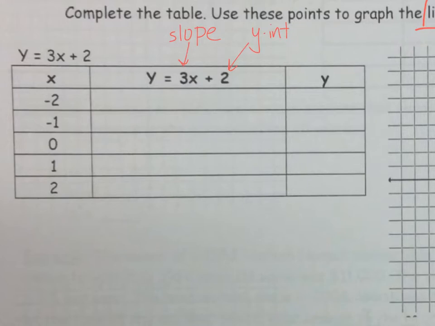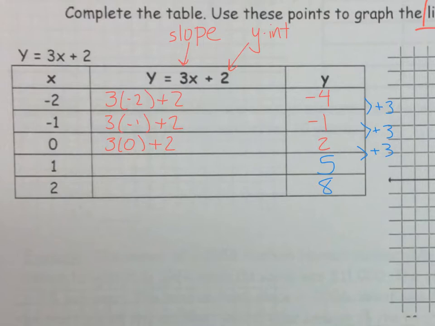If not, plug in: 3 times negative 2 plus 2. That's negative 6 plus 2, which is negative 4. 3 times negative 1 plus 2. That's negative 3 plus 2, negative 1. 3 times 0 plus 2, 0 plus 2 is 2. You notice that the slope appears right here. I'm adding 3, adding 3. So I know the next one is going to be 5, and after that we've got 8.